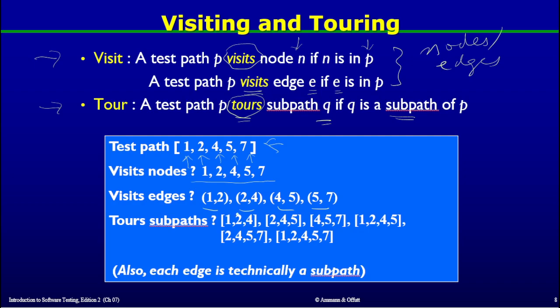And if we talk about tours, then we think about paths that are of length more than 1. So for example, this can be 1, 2, 4, this can be 2, 4, 5, this can be 4, 5, 7, and 1, 2, 4, 5, and 2, 4, 5, 7, and 1, 2, 4, 5, 7. From where are these coming? These are coming just from this test path. So this is 1, 2, 4, and this is 2, 4, 5, and this is 4, 5, 7, and so on. So in this way, we say that a subpath has been toured by a test path, and a particular node or an edge has been visited by a test path.